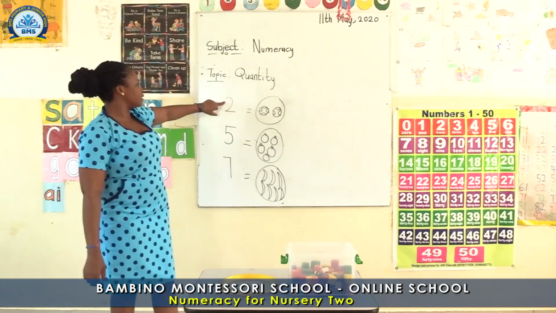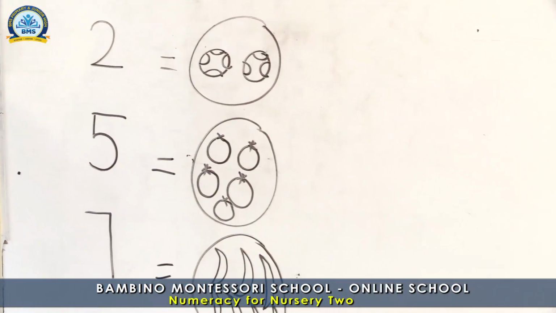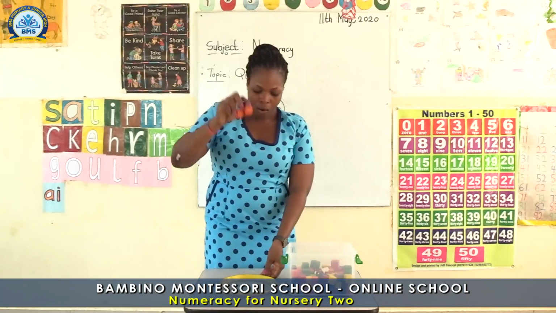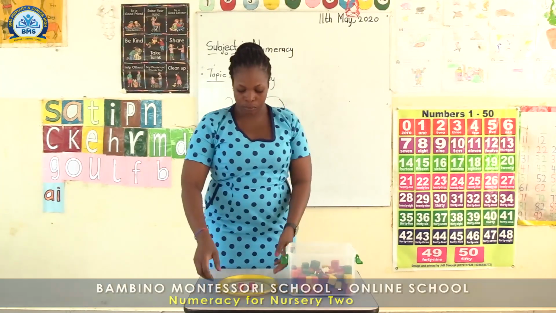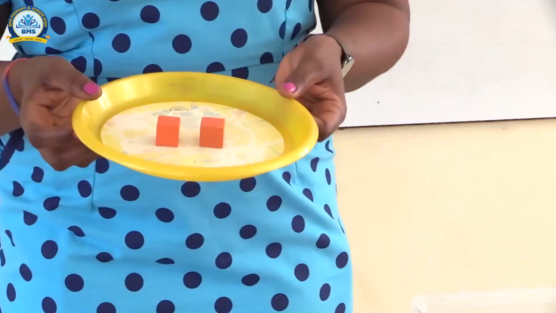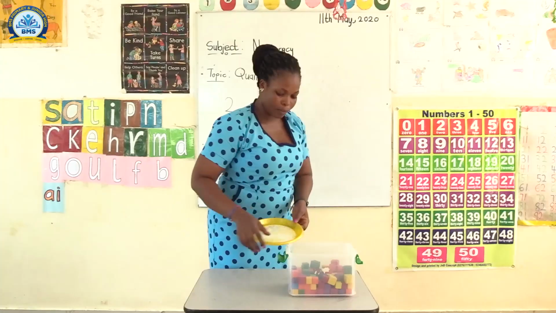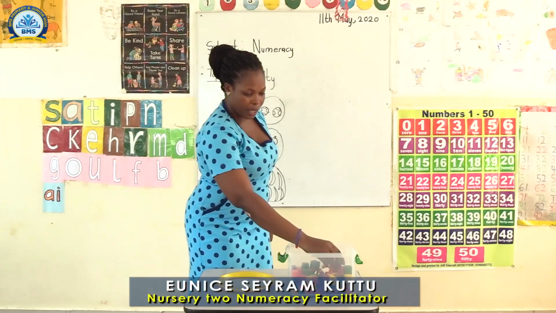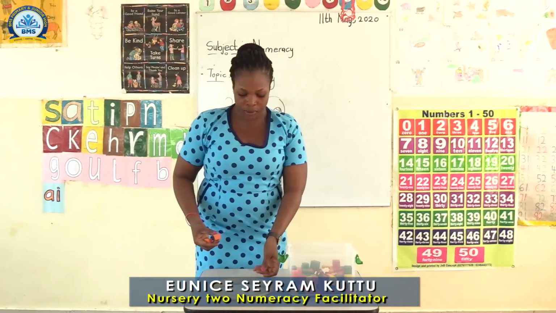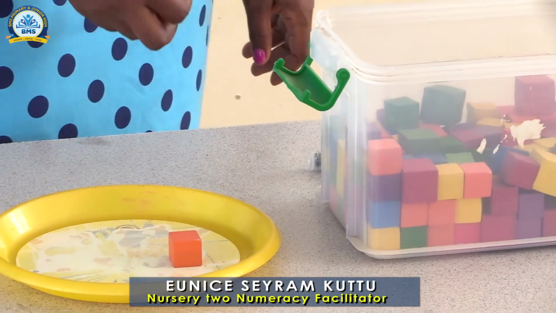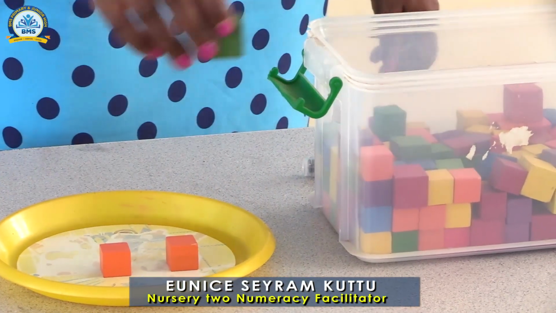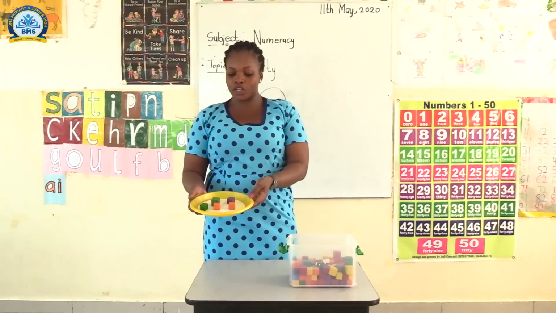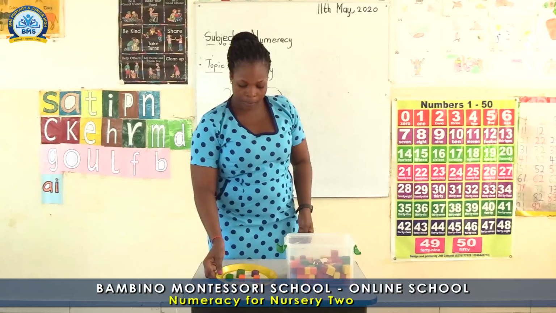What number is this? 2. So let's count the number of cubes. 1, 2. So how many cubes do I have here? 2. The next number is what? 5. So we are counting how many cubes? 5. 1, 2, 3, 4, 5. So how many cubes? 5.